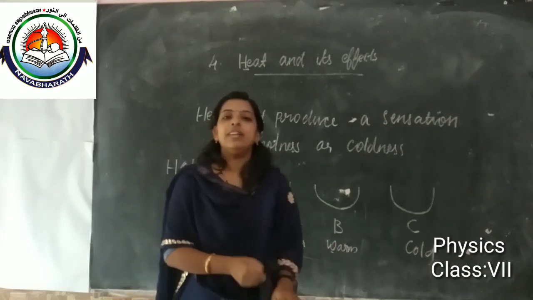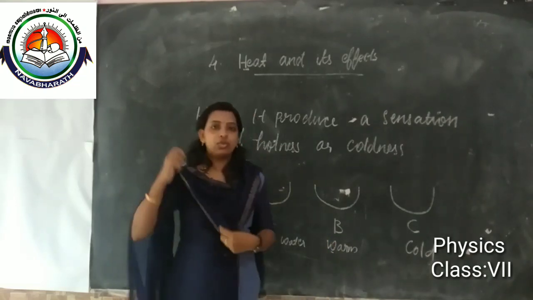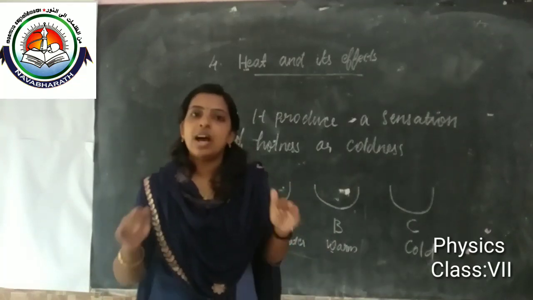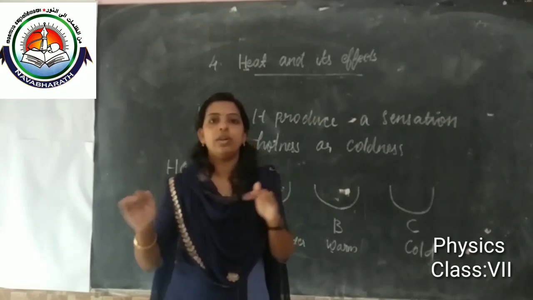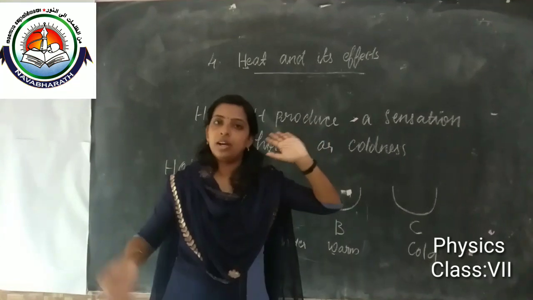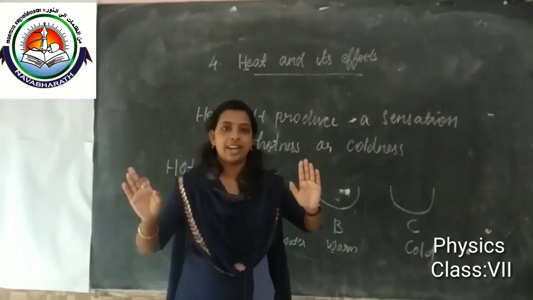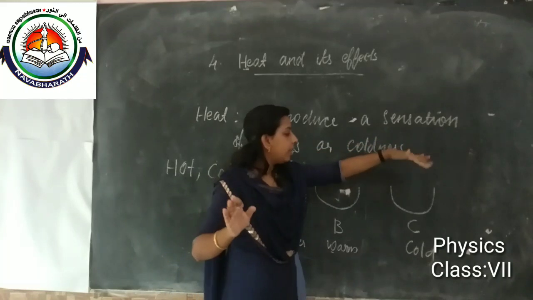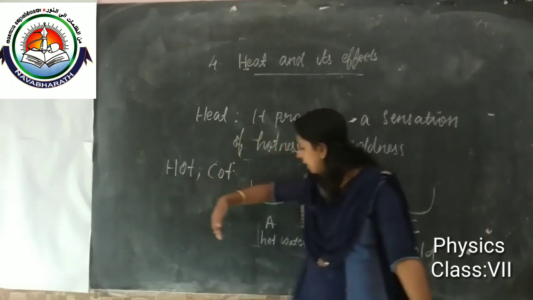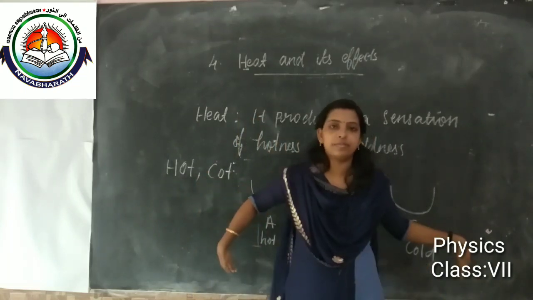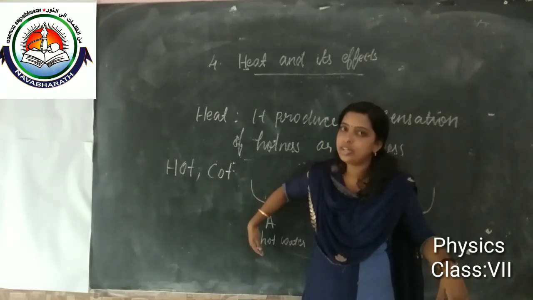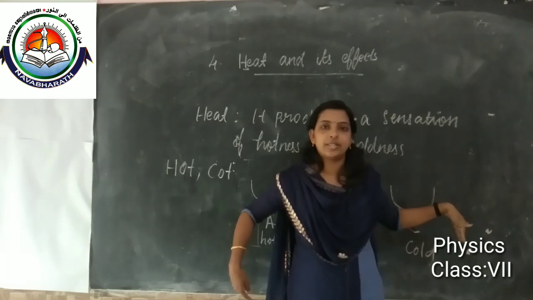Then what we need to do? We have two hands. In this activity we are mainly going to discuss whether our sense of touch is reliable or not. So we have two hands, left and right. The left hand we put into the cold water and the right hand into the hot water for some time. Then the right hand feels hotness, and the left feels coldness.